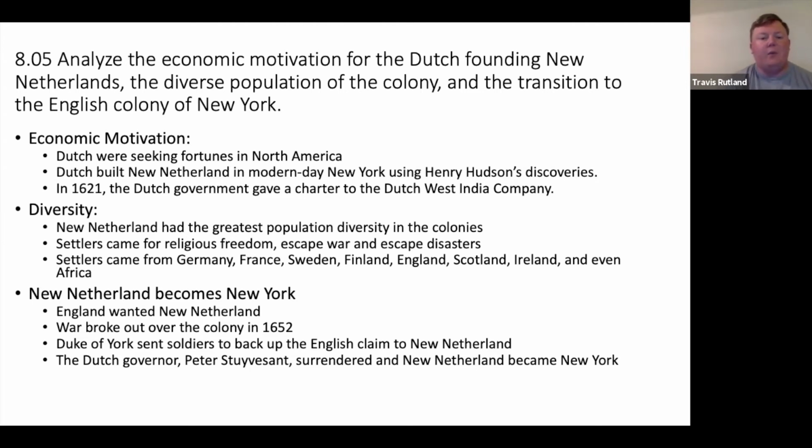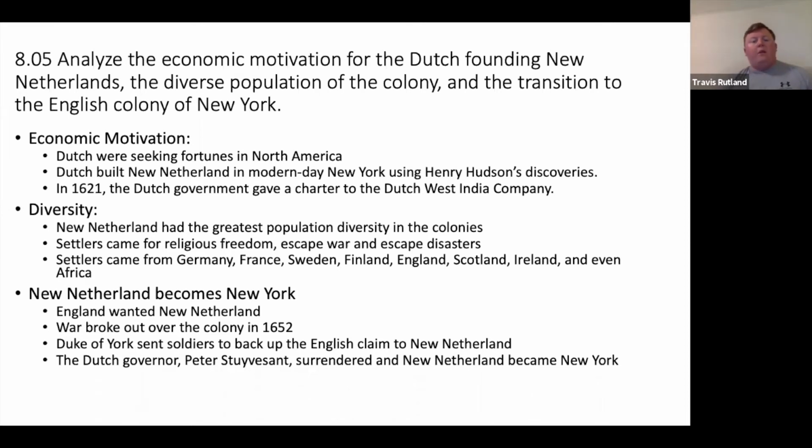And in 1621, the Dutch government gave a charter to the Dutch West India Company for the colony. Now, the diversity. New Netherlands had the greatest population diversity in the colonies. Settlers came for religious freedom, to escape war, and to escape disasters. Settlers came from Germany, France, Sweden, Finland, England, Scotland, Ireland, and even Africa to live in New Netherlands.